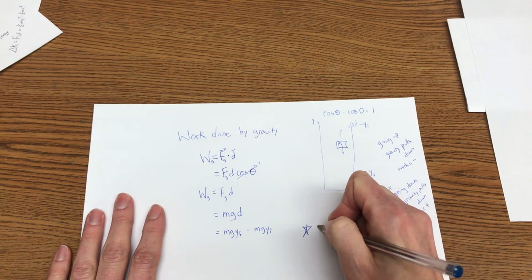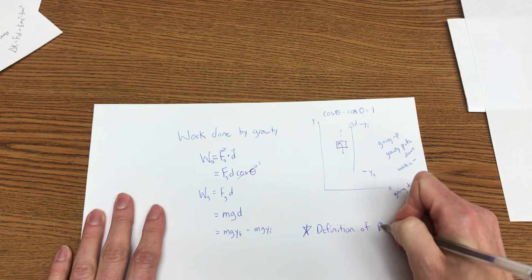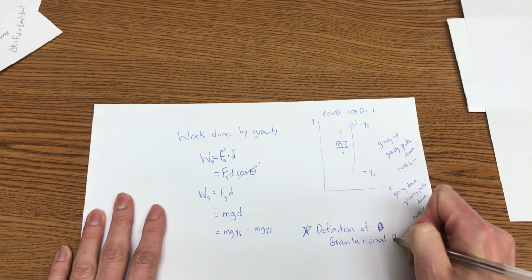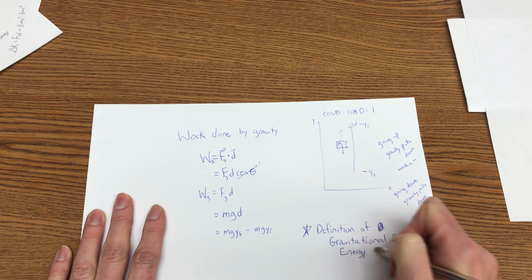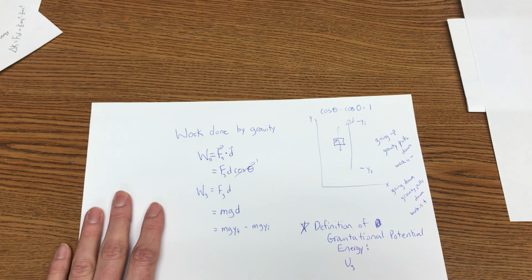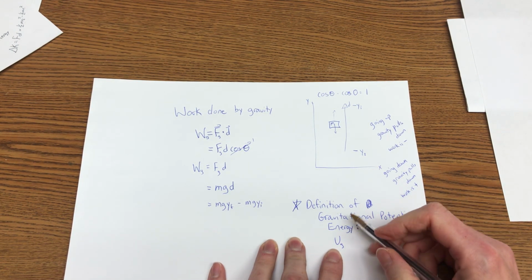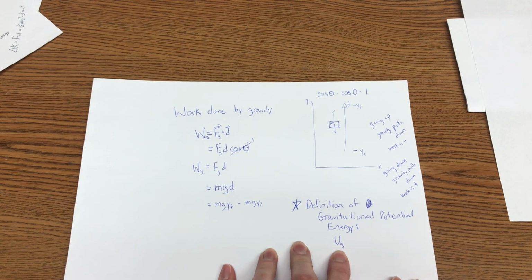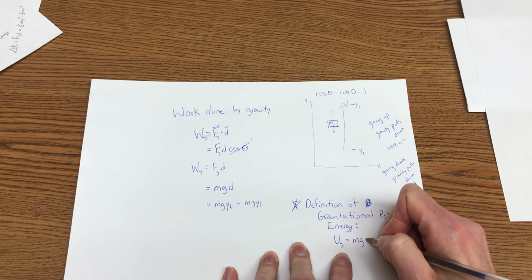And this is where we get our definition of gravitational potential energy. And that is UG. Okay, why do we use U? I have no idea why they picked U for potential energy, but U stands for any potential energy. There are other potential energies out there. We use U for all of them, and then a subscript to distinguish between them, G for gravitational. So UG is m times g times some sort of height, okay?